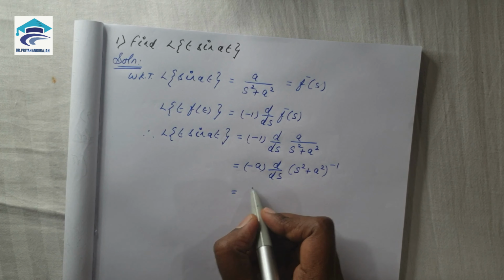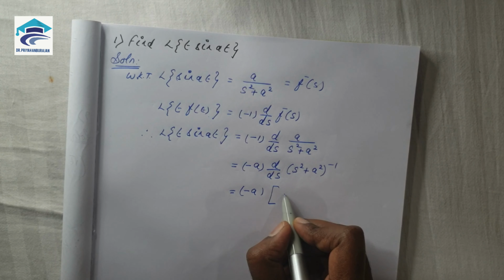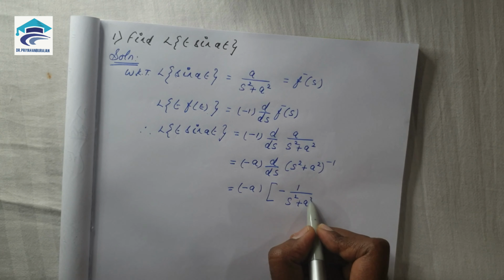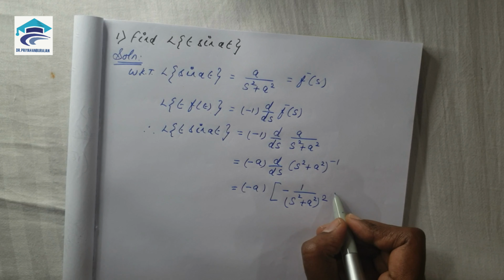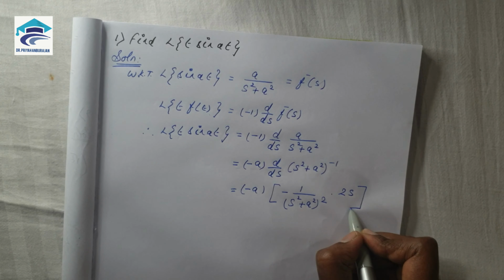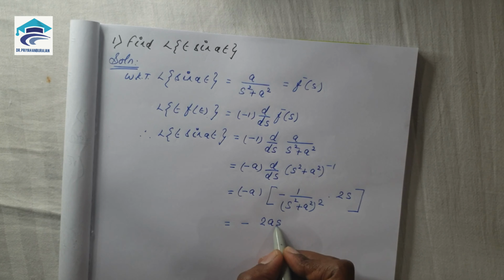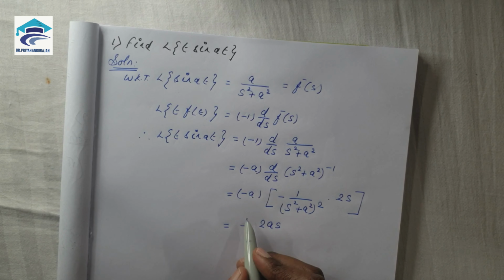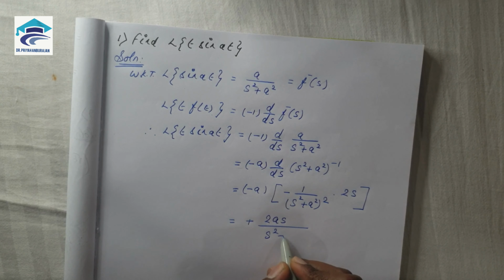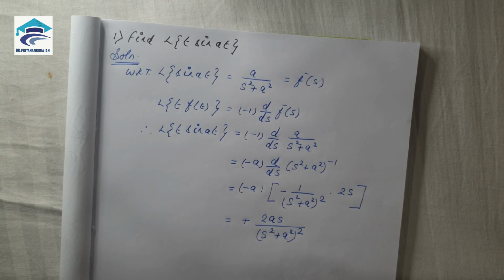So if I differentiate this, what will I get? Minus a into minus 1 by s squared plus a squared, the whole squared, into, if I differentiate this s squared, I will be getting 2s. So this is equal to minus minus 2as, and I have two negative signs. This will become positive. So it is 2as by s squared plus a squared, the whole squared. So this will be our answer.